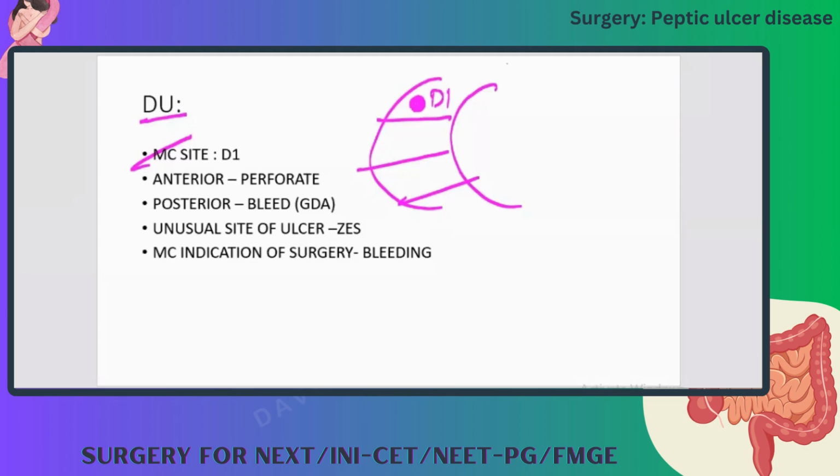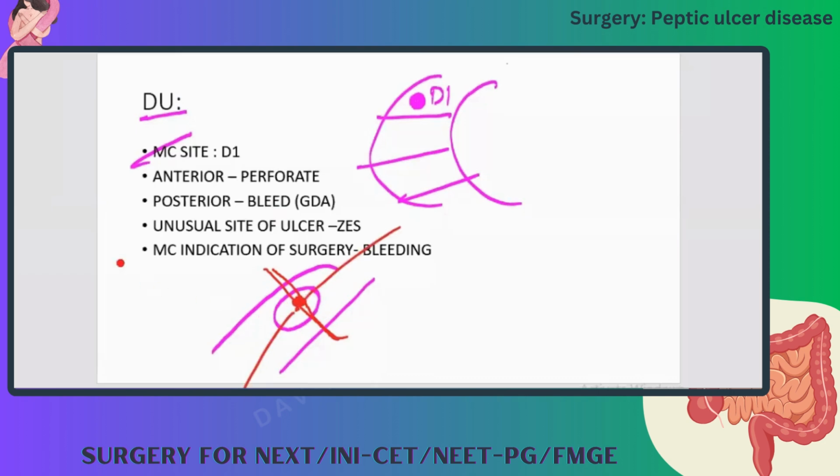Anterior ulcers perforate. Posterior ulcers bleed. Because this is the duodenum posterior wall, and if there is an ulcer, there will be a blood vessel running beneath. Whenever the ulcer bleeds, the ulcer will also cause that artery to bleed. So these patients will present with hematemesis or melena. Anterior ulcers usually perforate, posterior ulcers usually bleed.